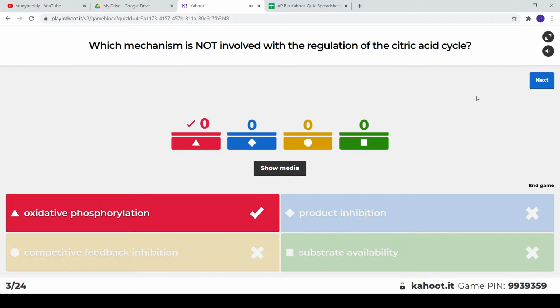Alright, time's up. So the answer is oxidative phosphorylation. Do you guys remember what that is? Oh, yeah, I got it. Oxidative phosphorylation, you can tell that it's not a mechanism involved in the regulation of the Krebs cycle because it's an entirely different process in cellular respiration.